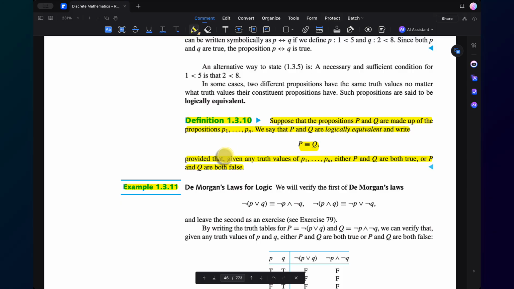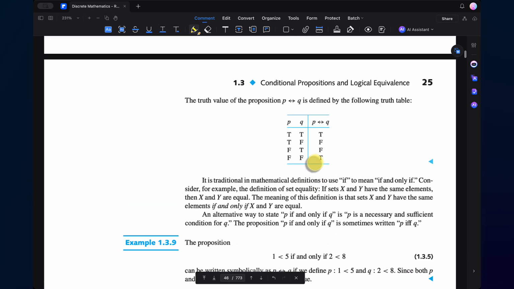1.3.10. Suppose that the propositions P and Q are made up of the propositions P1 through Pn. We say P and Q are logically equivalent and write P ⇔ Q, provided that given any truth values of P1 through Pn, either P and Q are both true or P and Q are both false.